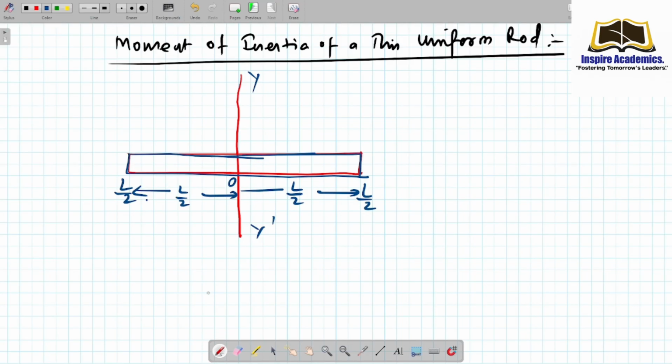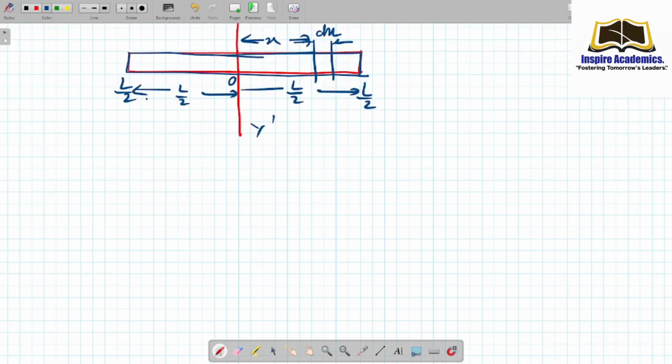Okay. So what shall we do? We will take a small dx and this distance as x. So what shall we actually get? What we can suggest you is that first calculate on the right side and then double it. या तो ये कर लो या फिर आपकी इंटीग्रेशन लिमिट माइनस L by 2 से प्लस L by 2 ले लो. There can be two ways to do it.